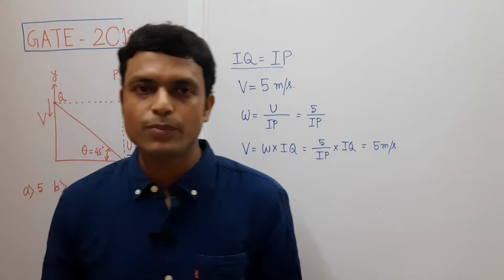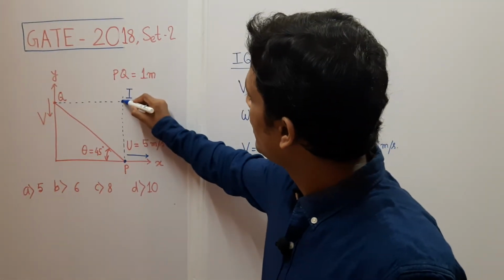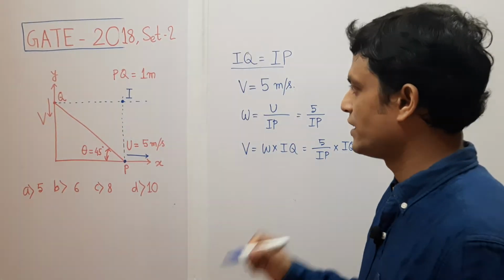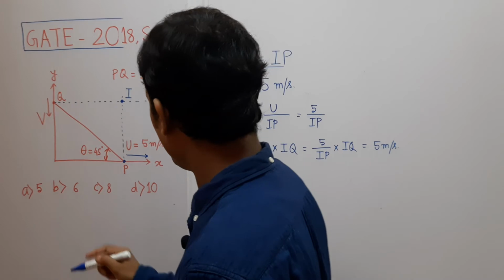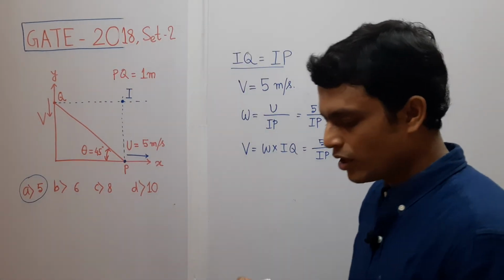So as both the points P and Q are at the same distance from the instantaneous center of the rigid body, they will have the same velocity. So option A is correct. So we have solved this problem.